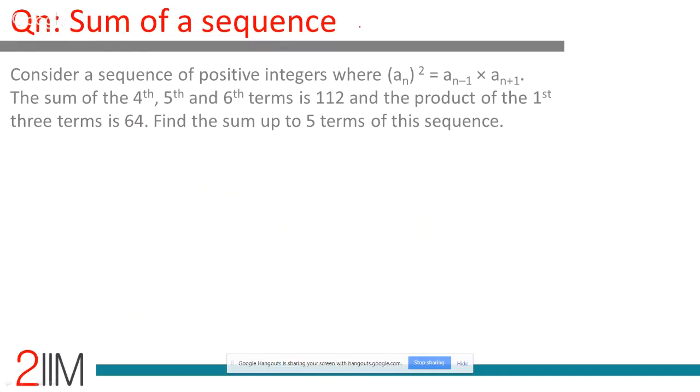Consider a sequence of positive integers where an square equals an minus 1 into an plus 1. The sum of the fourth, fifth, and sixth terms is 112. And the product of the first three terms is 64. Find the sum of the first five terms of this sequence.